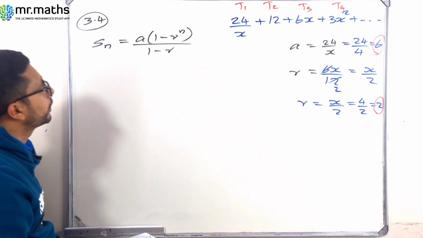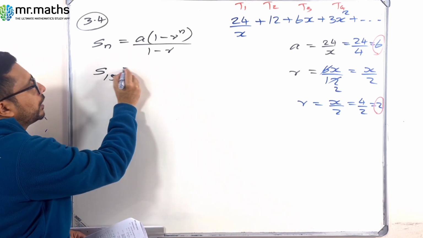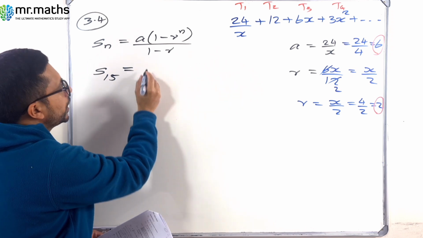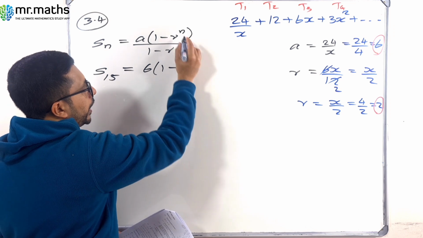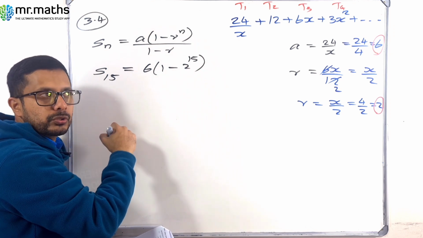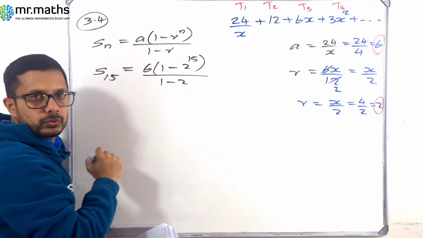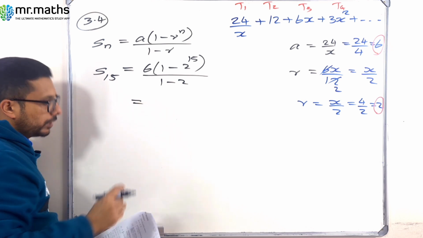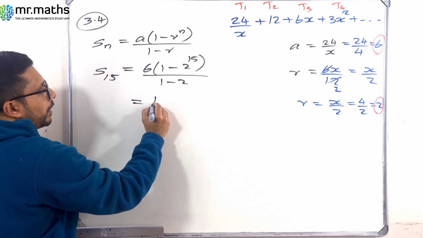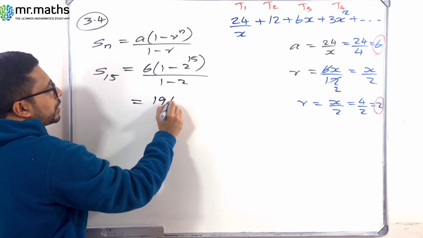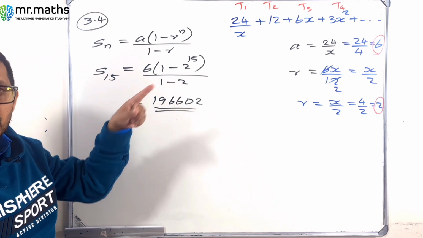Now come back to our question. We have to find the sum of the first 15 terms. So we can substitute: S15 is equal to a, what is the first term? 6, into 1 minus r, what is the common ratio? 2, raised to n. We have to find the sum of the 15 terms, so 2 raised to 15, divided by 1 minus r. What is r? It is 2. You understand? So now take your calculator, try to find the answer of that one. 196602. So the sum of the first 15 terms in that sequence is 196602.